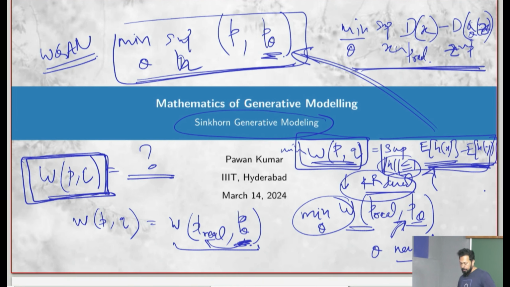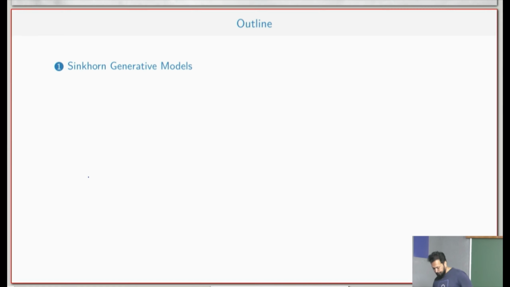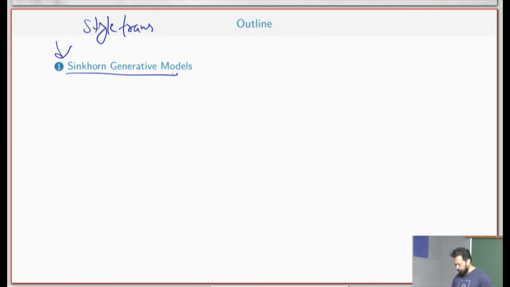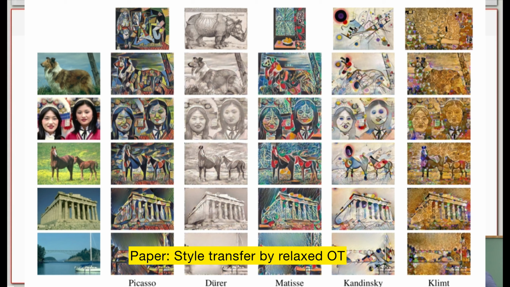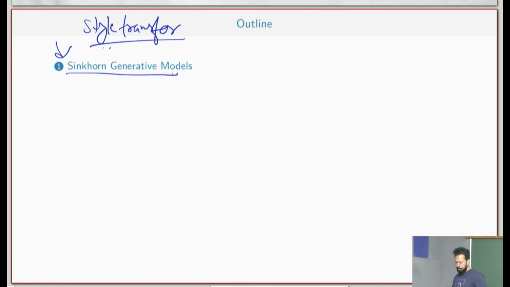There are other ways where we may regularize this a little bit. It's called entropy regularization and things like that, and then it becomes tractable, at least in the discrete sense. So this is the theme of today's class: Sinkhorn based generative models, and many papers have been published along these ideas. One of the ideas is a faster algorithm, which becomes competitive with state of the art. Some of the earlier results on this were style transfer using OT. That paper got a lot of traction, so we will see this.